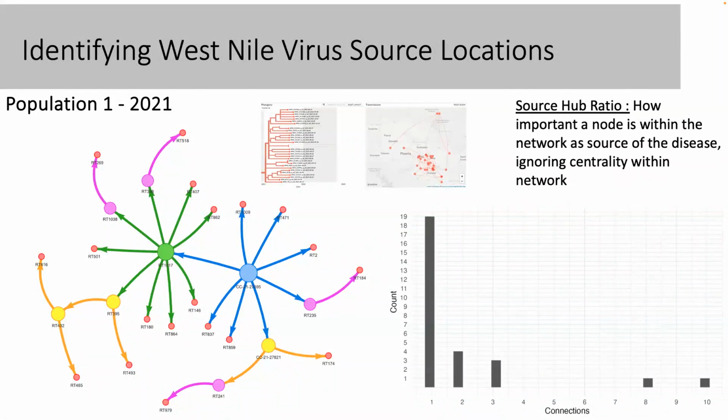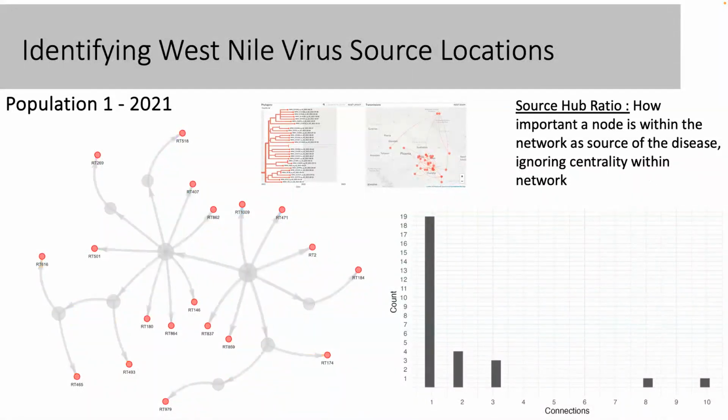And then we also performed a source hub ratio analysis. This told us basically what are our source locations, what are our sink locations. And so where did it come from and what traps are not as significant in the maintenance. And so our source locations, most of our traps, they're going to have one connection. Those are our sink locations.